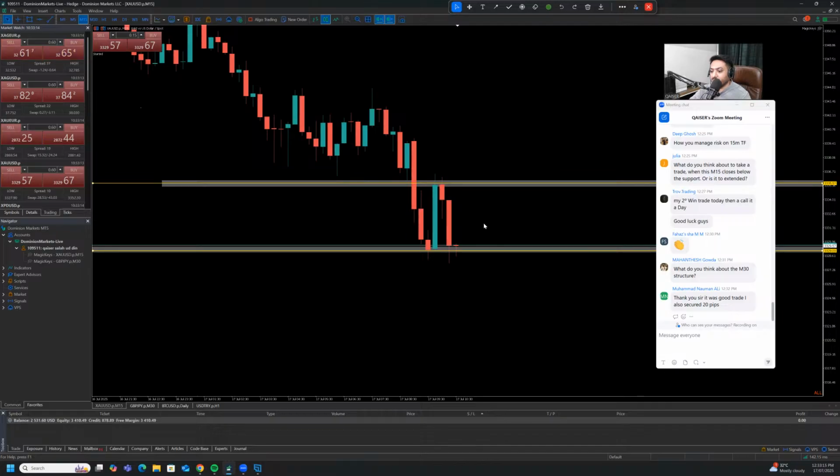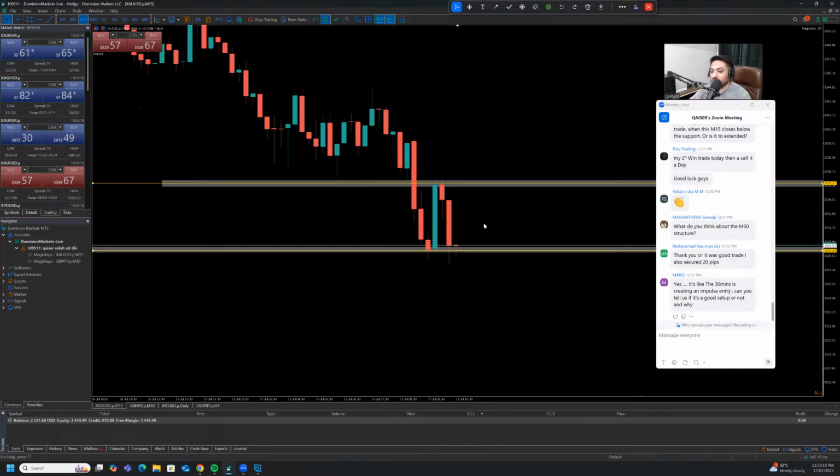Okay, M30, maybe we can break the previous low, then sell from there, we'll see. Not yet. There's just nothing on the chart for me yet.